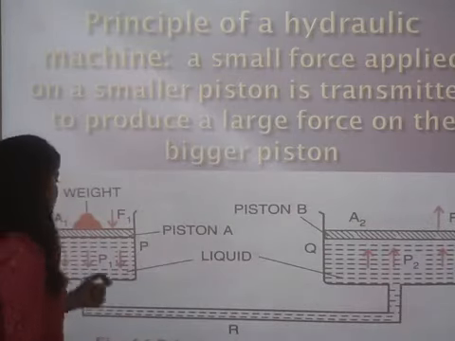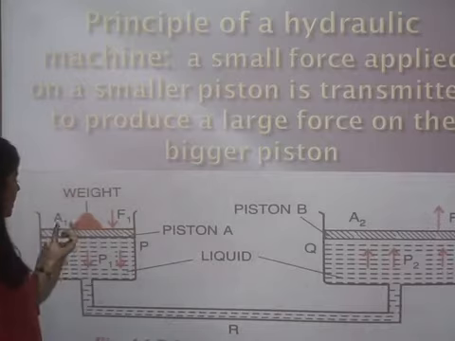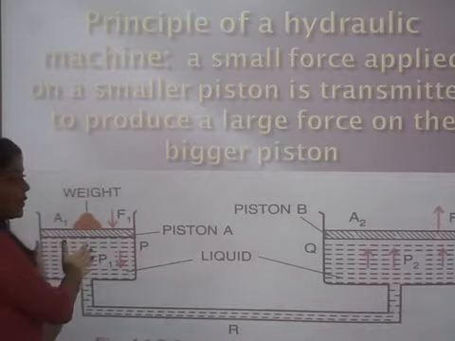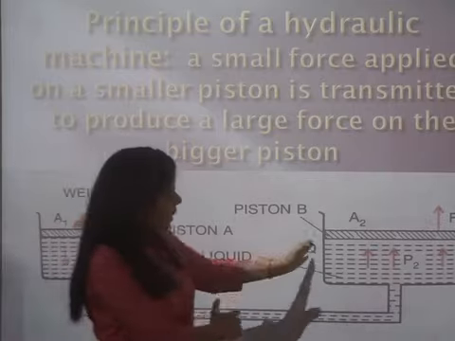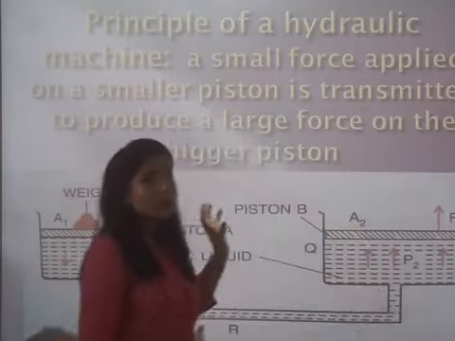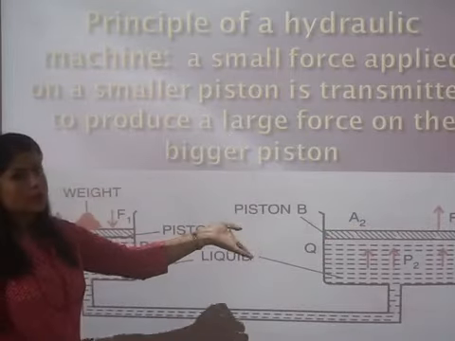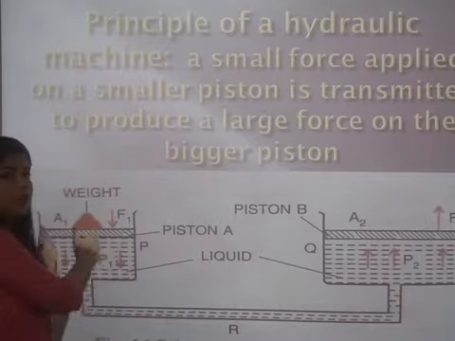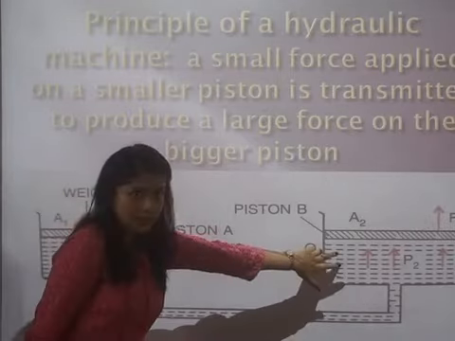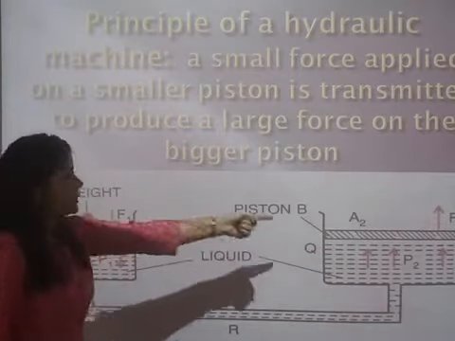Now, what you can see easily is A1 is smaller. The area of this part of the piston, this part of the hydraulic machine, is smaller than the area over here, that is A2. You can easily make out that A2 is greater than A1. Now, that means the piston over here is smaller than the piston at B. Okay, piston A is smaller than piston B.